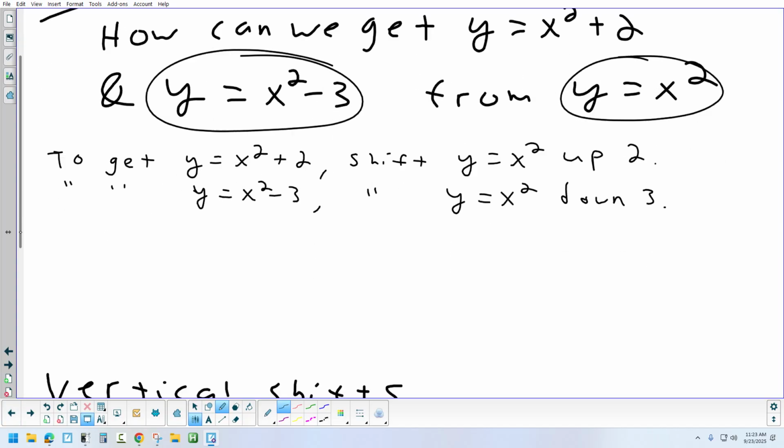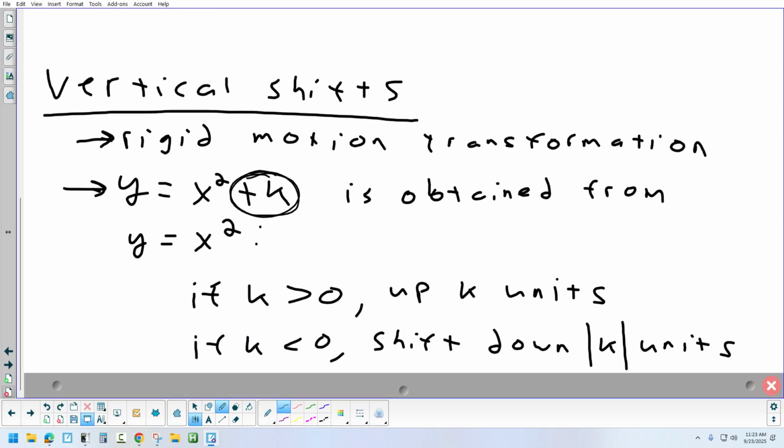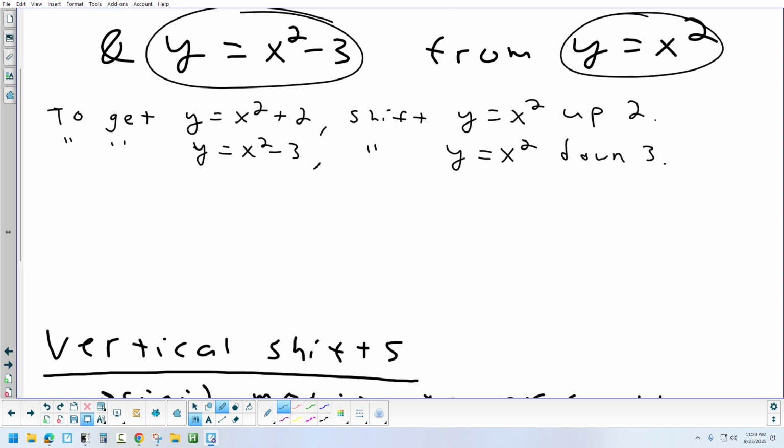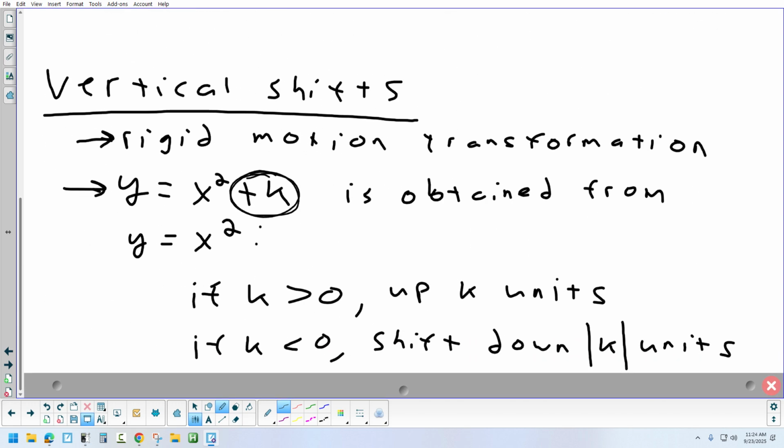But yeah, in this case, yes, this is C in this case. All right. So any question on when you shift up or shift down? All right, so we're going to look at something similar.